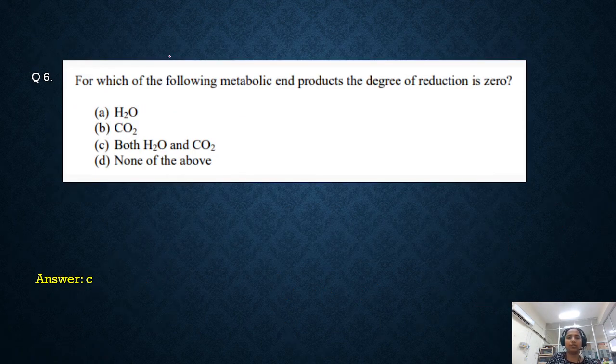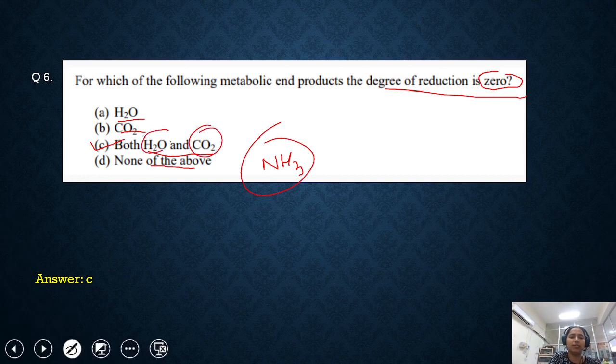So this is the next question. For which of the following metabolic end products is the degree of reduction 0? This is a very simple question. I even told you just two questions back that it is H2O, CO2, both H2O and CO2, or none of the above. From here you can know that both H2O and CO2 have degree of reduction 0, and along with this NH3 also has degree of reduction 0. Even other components have degree of reduction 0, but these three are very frequently used, so you can know it directly.